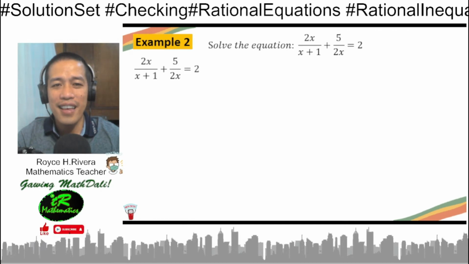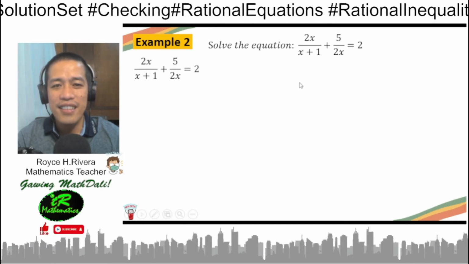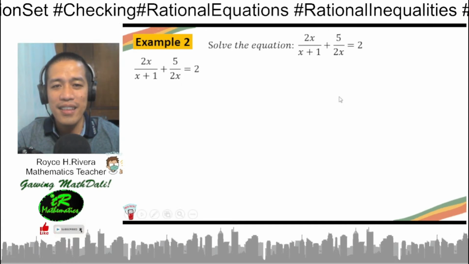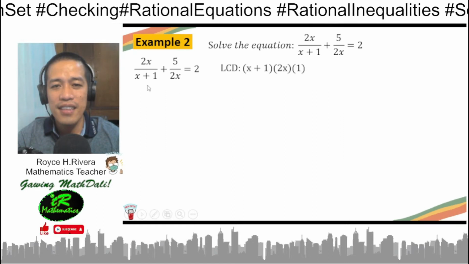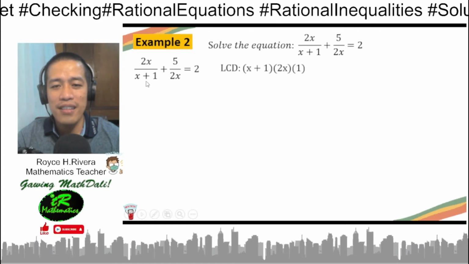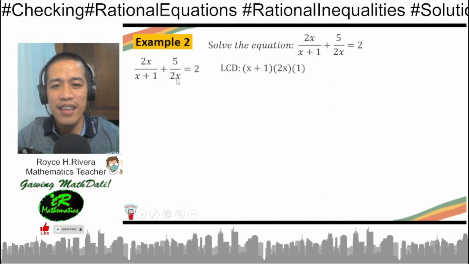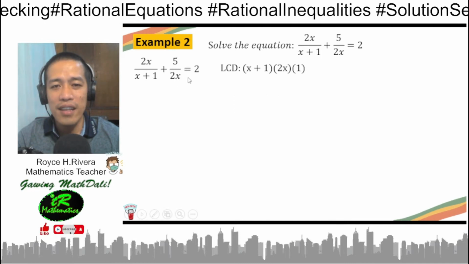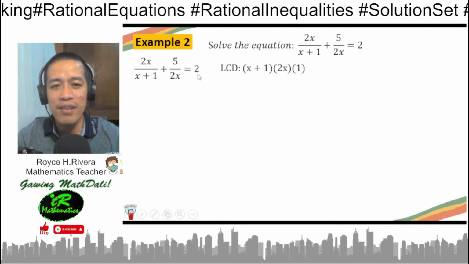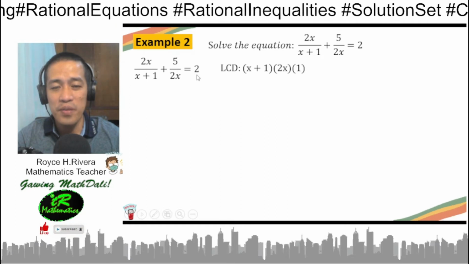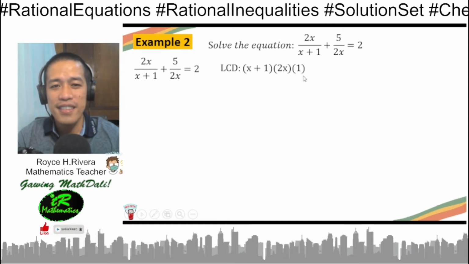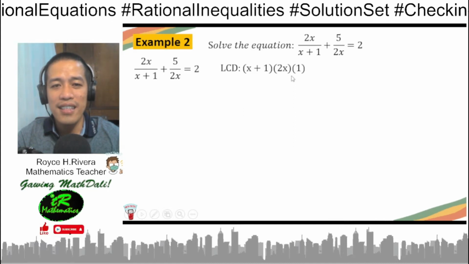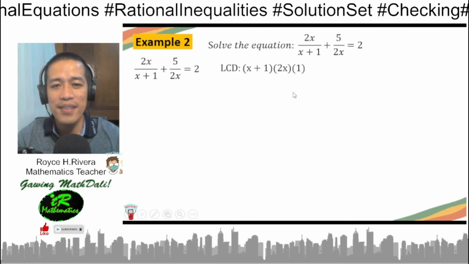Now, let us find the LCD. So, kita na agad natin kung ano ang LCD ng equation. That is the product of x plus 1 times 2x and 1, which is the denominator of the integer 2. Now we are going to multiply the LCD to both sides of the equation.